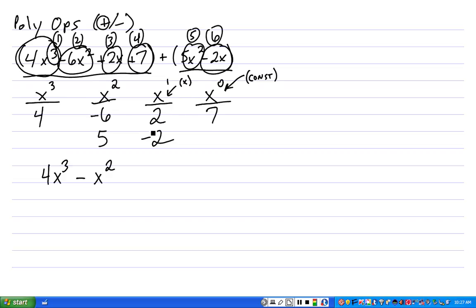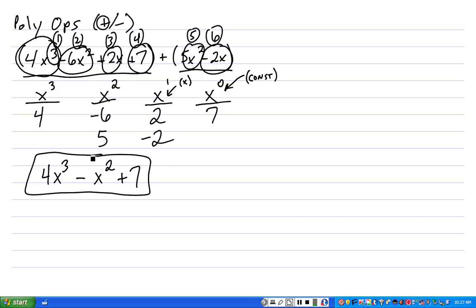We have a positive 2, minus 2. So actually 2 minus 2 cancels, so you don't have any x's for an answer. And then lastly you have your constants, which is 7. There's nothing to combine it with, so you just bring it down. It's a positive 7, so you write your plus sign. So your answer would be 4x to the third minus x squared plus 7.